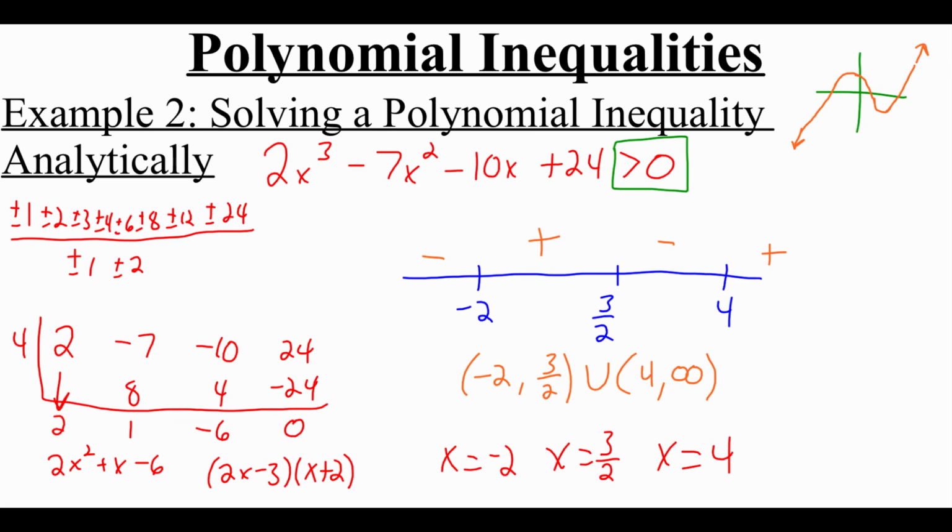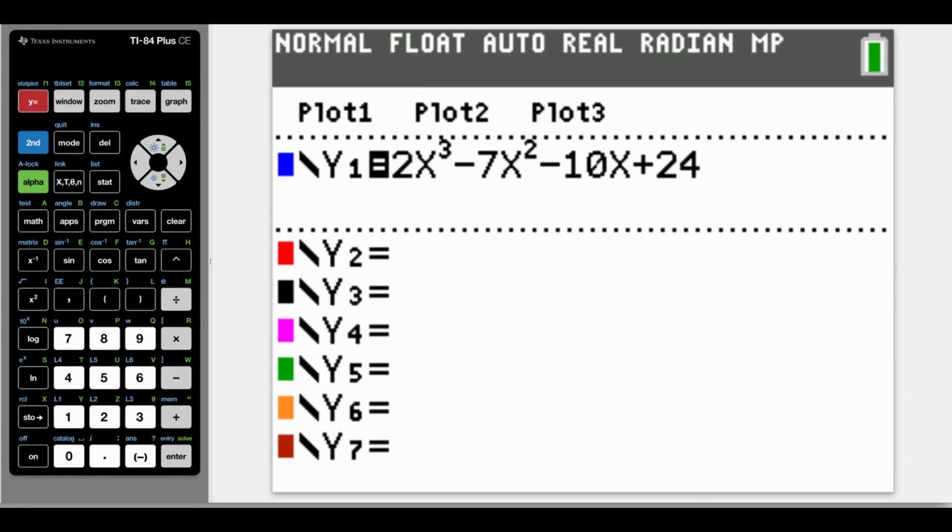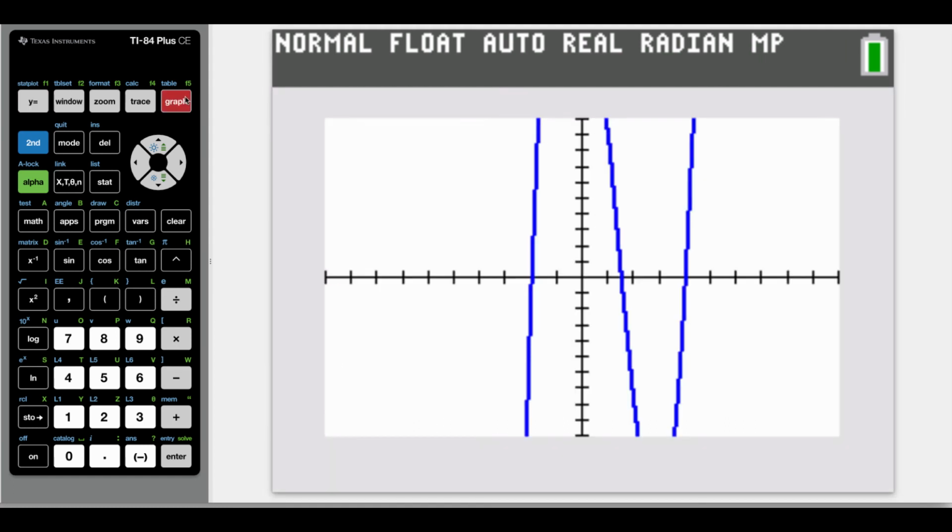Now I'm going to graph this one out on my calculator just to confirm this behavior. So in my calculator, I have my function typed in. If I hit graph, then we can see that we have those zeros happening at -2, at 3/2, and at 4. I can see if I look left of -2, my graph is below the x-axis, so it's negative there. Between -2 and 3/2, it's above the x-axis, so it's positive. Between 3/2 and 4, we're below the x-axis again, so we're negative there. And then to the right of 4, we're above the x-axis, so we're positive. And again, we were trying to find where this function was greater than 0. So we would be looking for where our function was positive or above the x-axis.